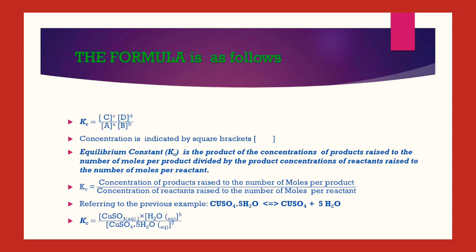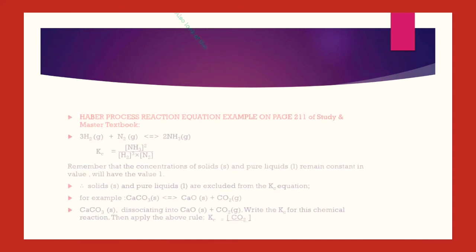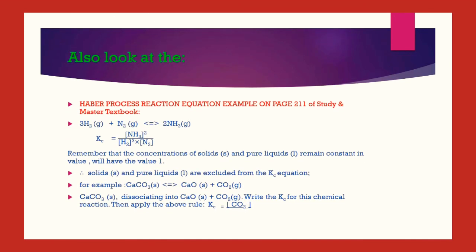Kc for the experiment we started in lesson 1 would be concentration of copper sulfate, CuSO4, multiplied by concentration of water. So they are both in square brackets, but the concentration of water is raised to the number of moles, 5, over the concentration of blue copper sulfate, CuSO4.5H2O, in square brackets. Also look at the Haber process reaction equation. Example on page 211 in Study and Master textbook.